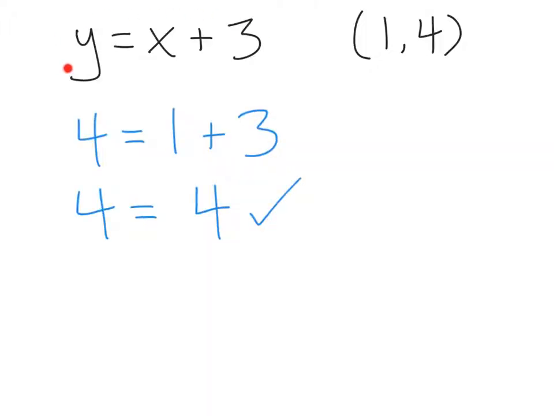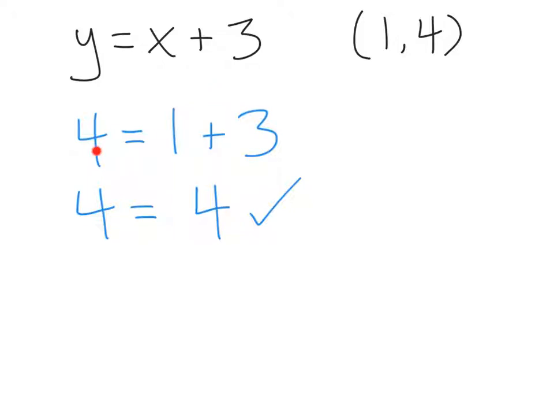So here we have the equation y equals x plus 3, and we have the point (1, 4). And we're trying to figure out, does this point lie on the line of this equation? The way to figure that out is to take the x-coordinate, which is 1, and the y-coordinate, which is 4, and plug them into your x and y in the equation and see if you get something that's equal.